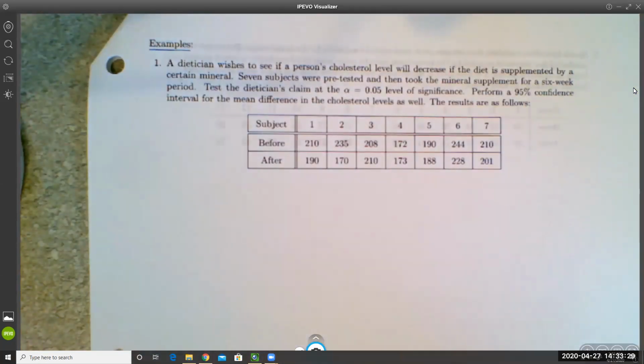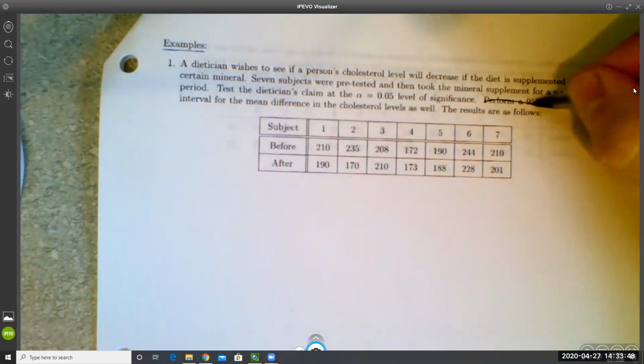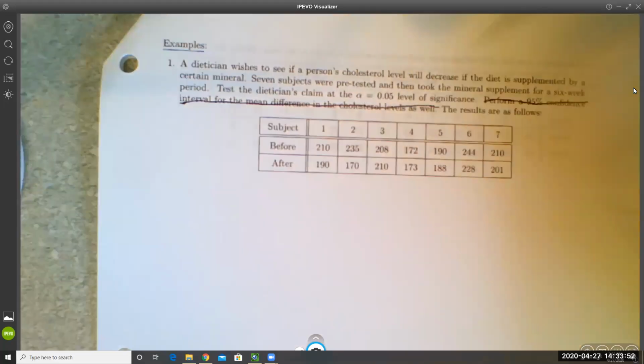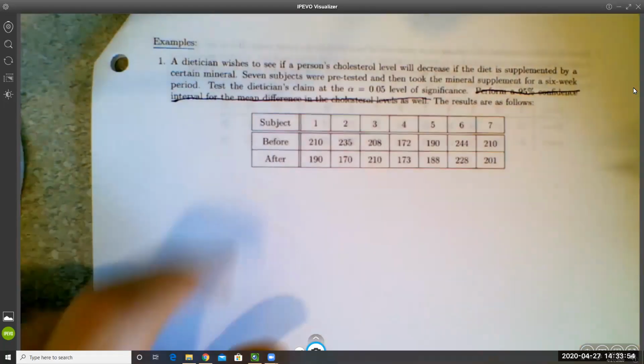So this first one says a dietitian wishes to see if a person's cholesterol level will decrease if the diet is supplemented by a certain mineral. 7 subjects were pre-tested and then took the mineral supplement for a 6-week period. Test the dietitian's claim at the 0.05 level of significance. Perform a 95%, I don't care about the confidence interval. Okay, but these are the results of the study.